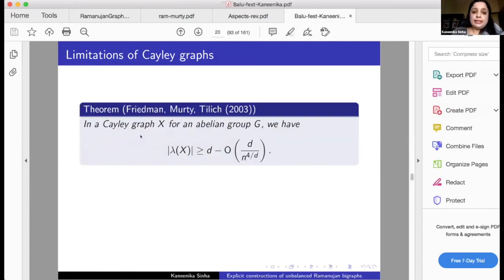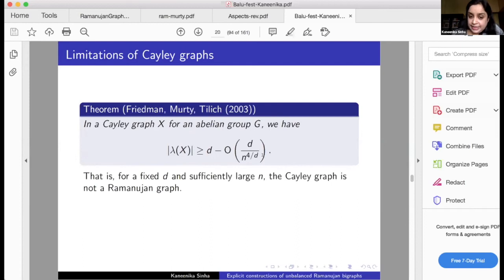There's a theorem of Friedman, Murty, and Tillich in 2003 which says the following. If we have a Cayley graph X with respect to an abelian group G, then the absolute value of lambda of X is greater than or equal to D minus O of D over N raised to the 4 by D. So if you have a fixed D and you let N go to infinity, then for sufficiently large N, this theorem tells us that the absolute value of lambda of X is coming closer and closer to D. So therefore, the Cayley graph is not a Ramanujan graph.